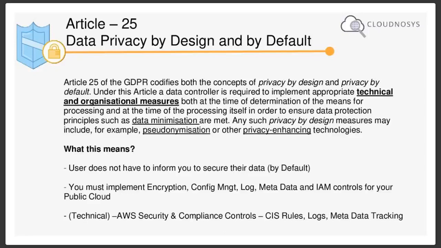So what does it mean? First of all, by default, you have to do it. A person should not have to come up to you and say, hey, please make sure my data is secure. You have to do it by default. And you must implement all these encryption capabilities and track metadata, all the access to your public cloud. Then we're going to get into the actual data tracking piece of it, which is technical.